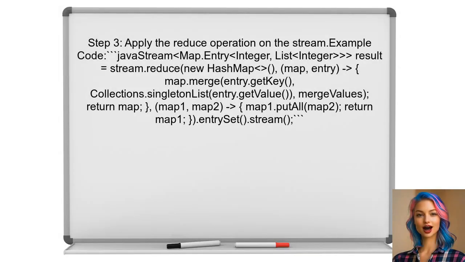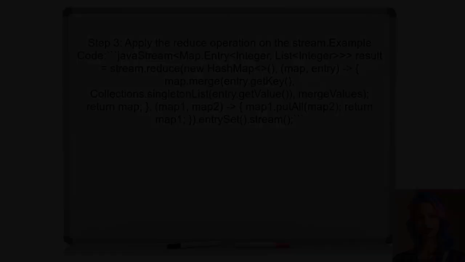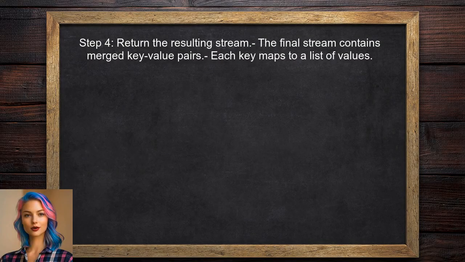Now, the user can apply the reduce operation on the stream. They should group the entries by key and use the defined binary operator to merge the values. Finally, the user should return the resulting stream. This stream will contain the merged key-value pairs, where each key maps to a list of values.